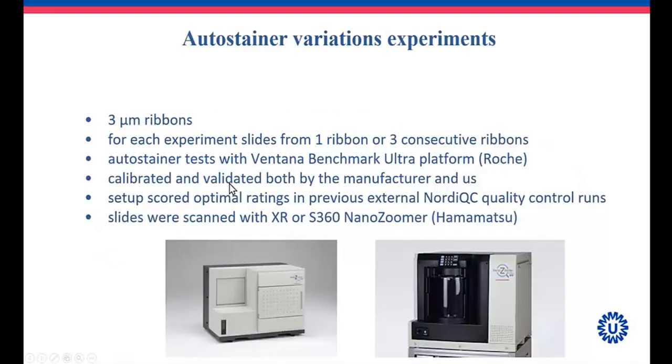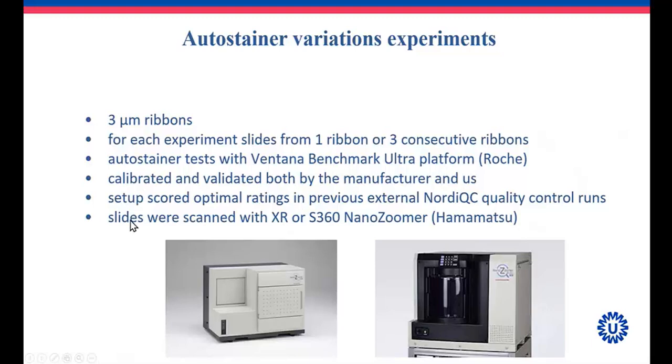In the experiments, we cut 3 micron thick ribbons, and we made sure that from each experiment, the sections that we cut from the ribbons were very close together to reduce that type of variation as much as possible. We did all the tests with the Ventana stainers. That was calibrated before by the company first, before we put them into practice. And also we do regular quality control within the framework of our own quality system. So basically, these are machines that we use every day, and that should be good. Also, in the different Nordic quality control runs, we scored optimal ratings for different antibodies.